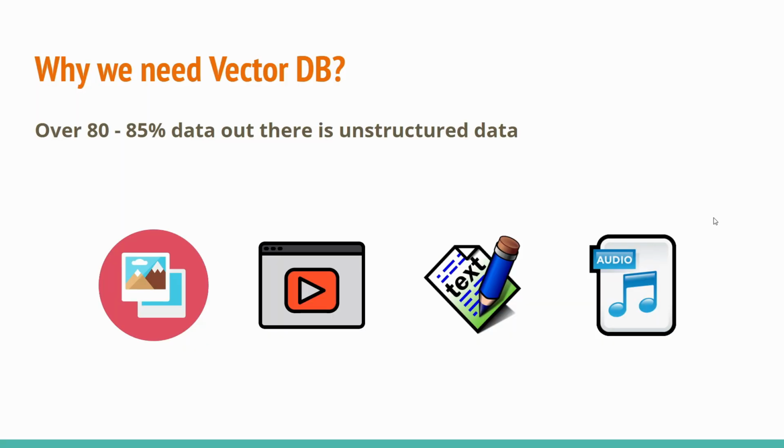Now you can ask me why we need this kind of vector database, because we have lots of existing databases available in the market. To give you the answer, I want to show you one example. First of all, let's see why we need this. Over 80 to 85% of the data out there is unstructured data. We have images, videos, text, and audios. So these are unstructured data.